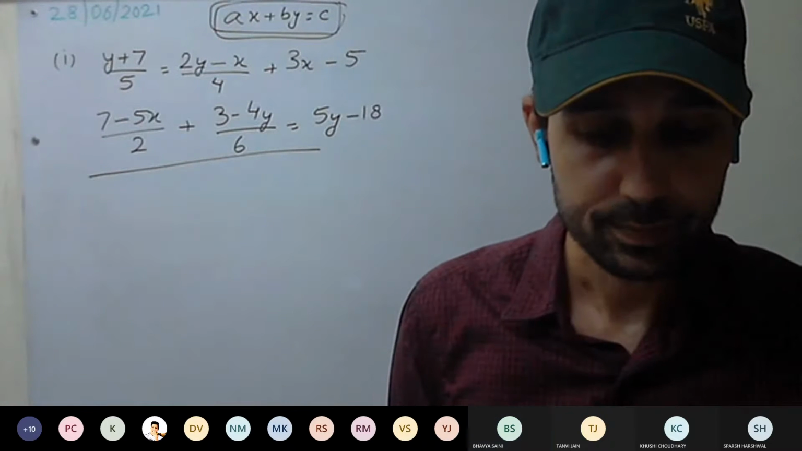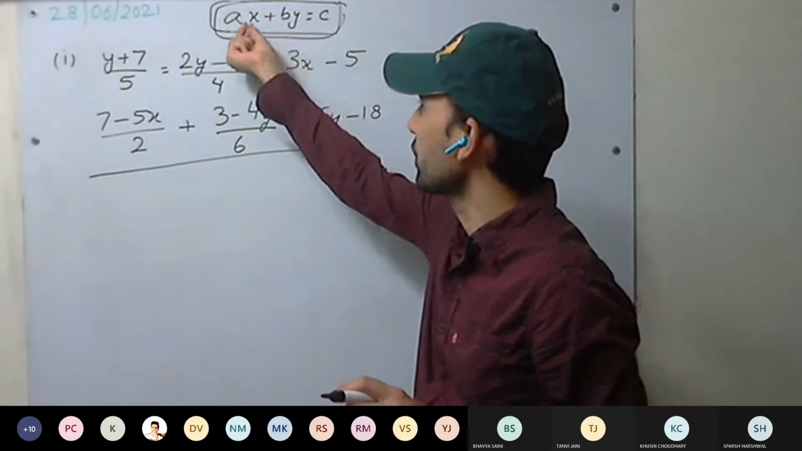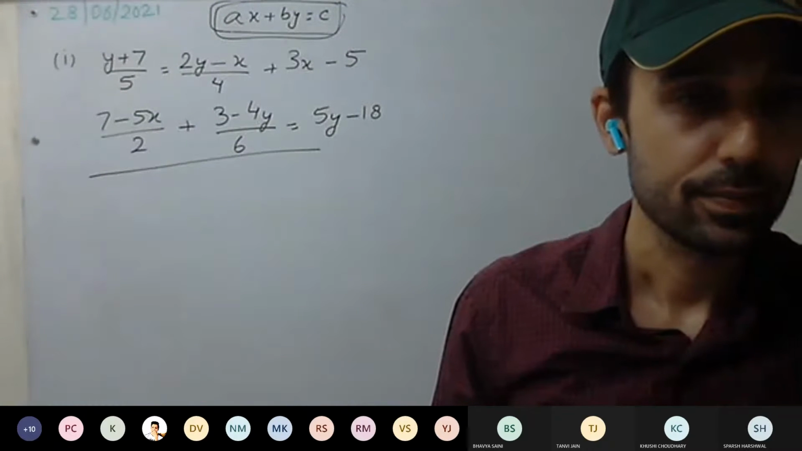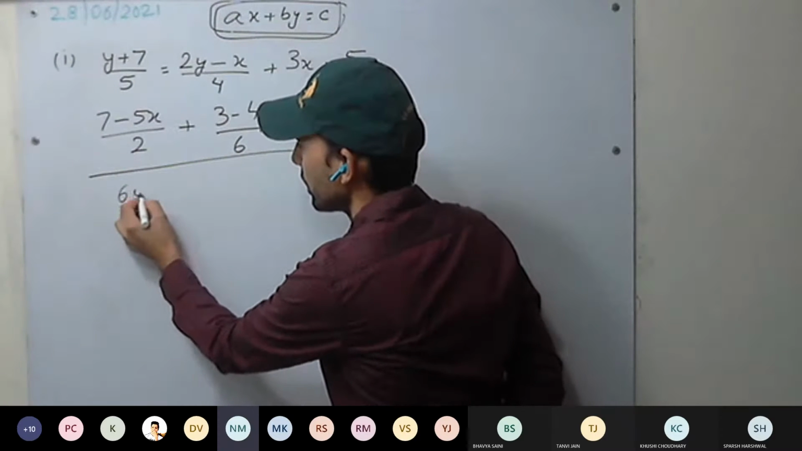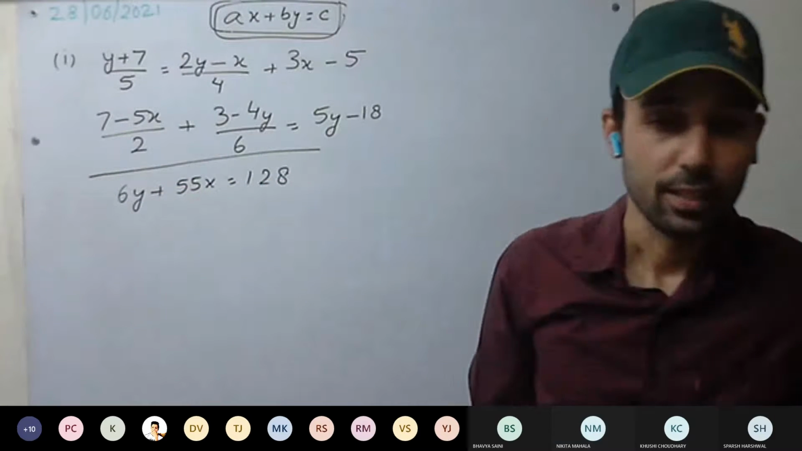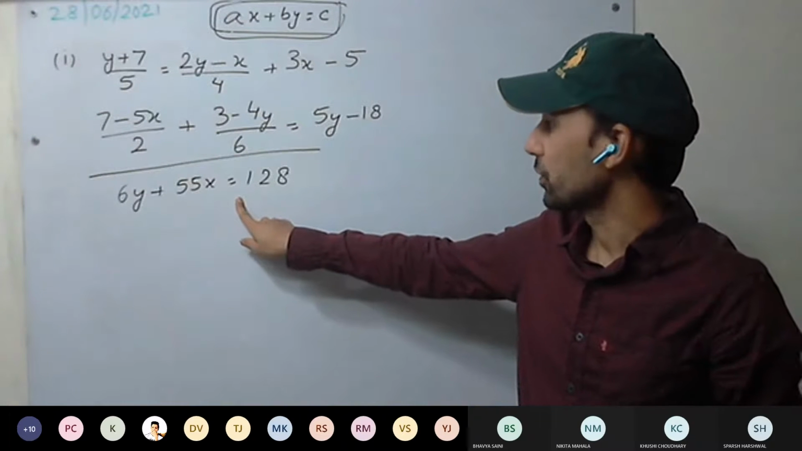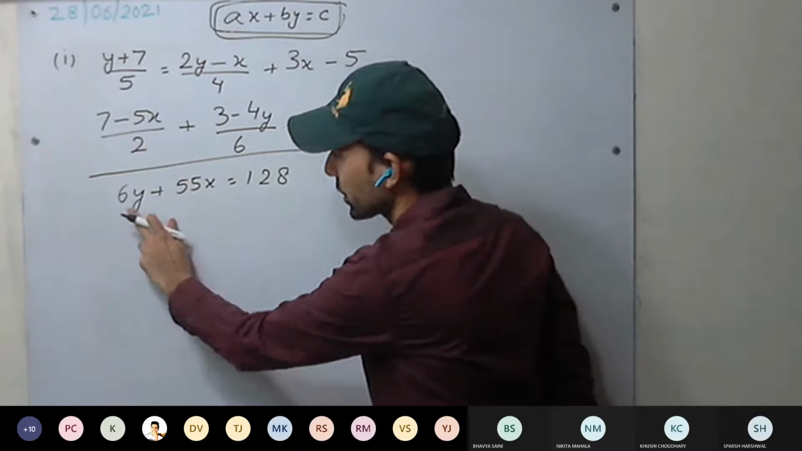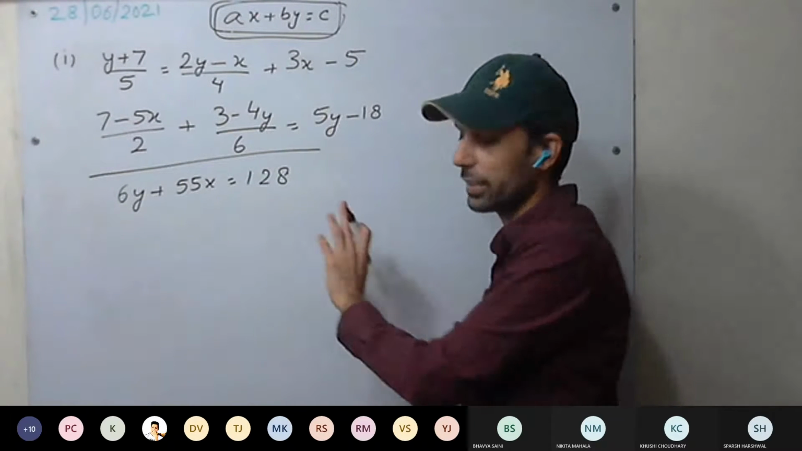Nikita, have you solved the equation in this form? X will be having some factor, y will be having some factor. Quotient will be there. Nikita, have you solved? Yes, sir. Okay, tell the equation. 6y plus 55x equal to 128. Has everyone got the same answer? First equation? Yes, sir. You can write it 6y plus 55x equal to 128 or 55x plus 6y equal to 128, okay?